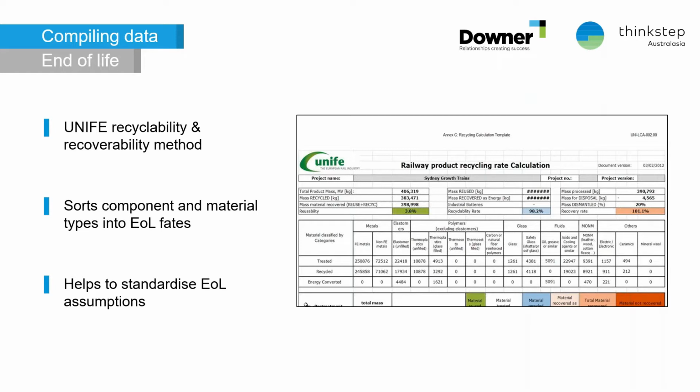And so what this method does is it sorts the train into different material types, and then we specify a fate depending on that material type. So how much goes to landfill, how much goes to recycling, how much goes to incineration. And in the incineration context in Australia, we've just assumed that goes to landfill as well, because we don't have the same incineration as you would have in Europe. And so this really helps to standardize the end of life approach. It's not necessarily perfect, but it gives you a concept of what might happen 30 years from now.